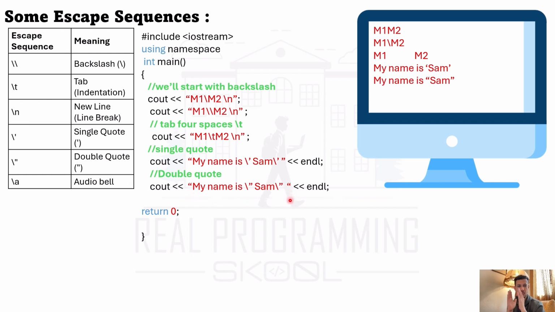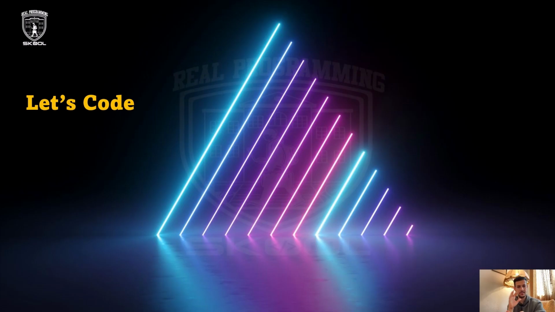This is just to let the compiler take your string without any syntax error. All right. And if you want to make an audio bell, like ting, you will hear that now when we go to code. You can write it like this, backslash a. All right, now let's go to code and practice on Visual Studio.